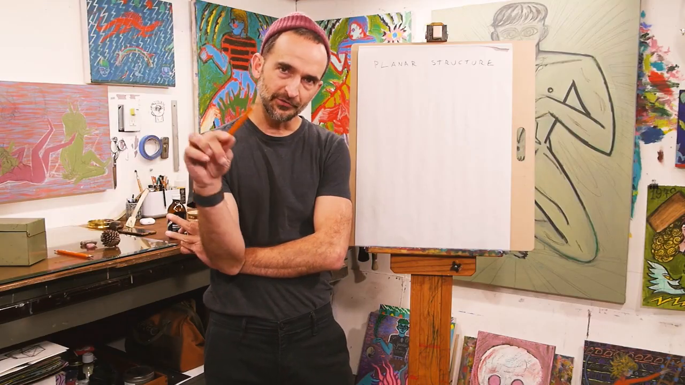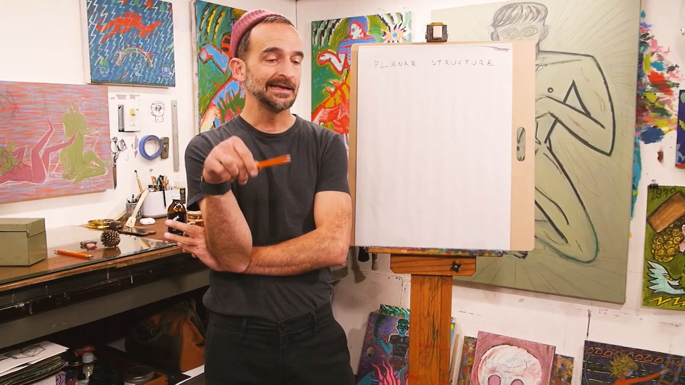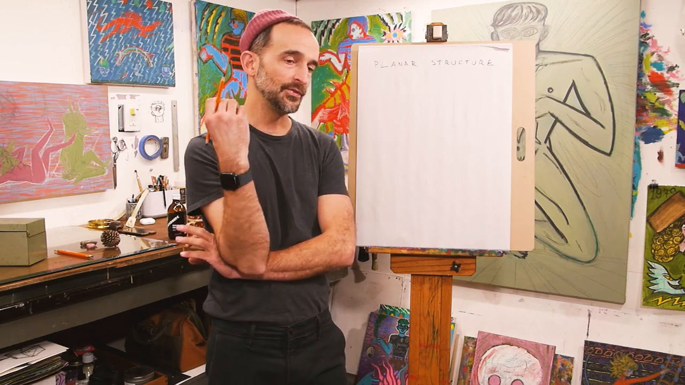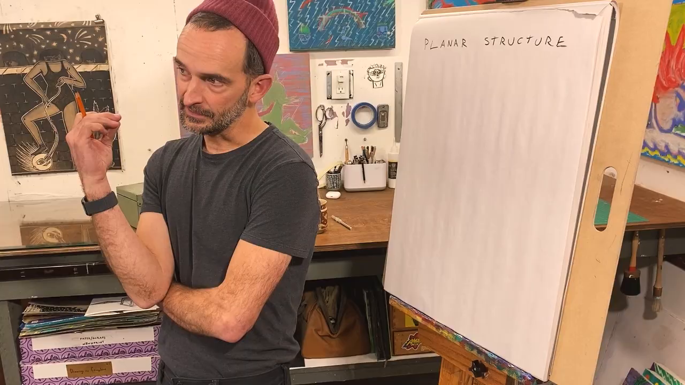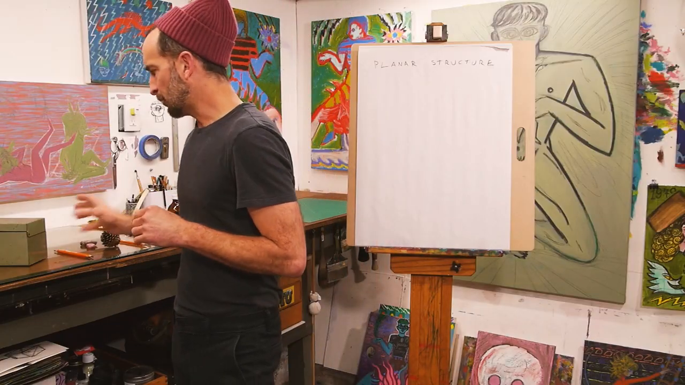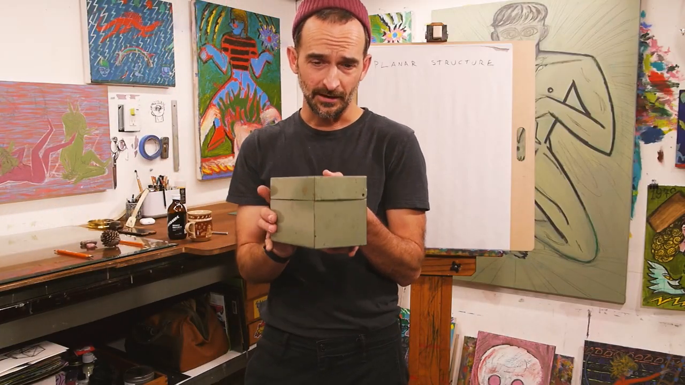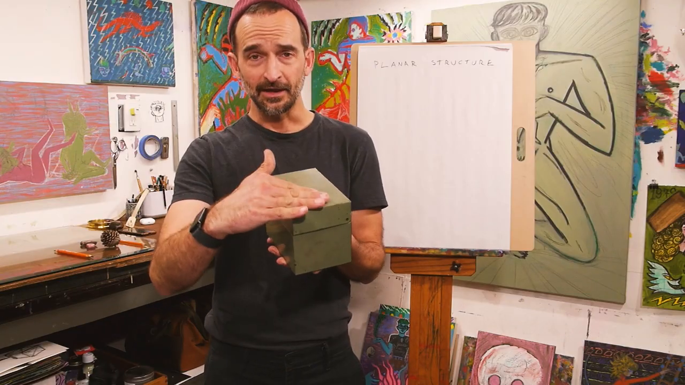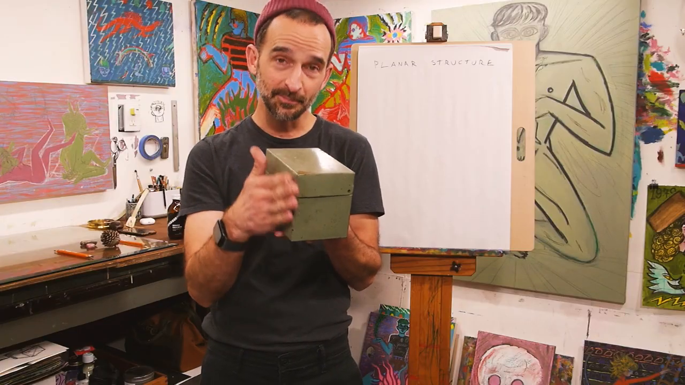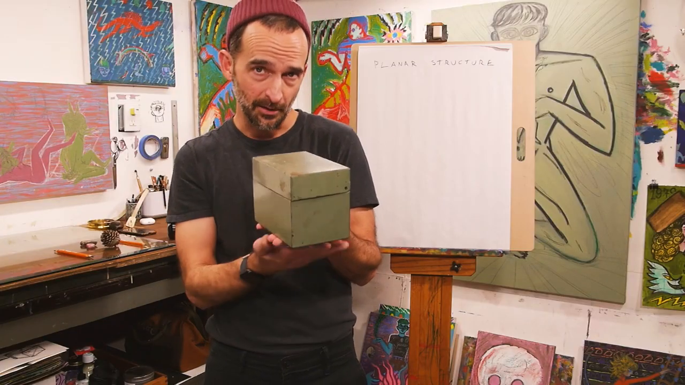So for planar structure, we're going to keep our lines straight, and planar structure is all about how the geometry of the planes connect and facet together. Let's look at a couple objects here. I have a box, okay? Now this box has different planar shapes that fit together in a very specific way. There's a top, there's a bottom, there's sides.